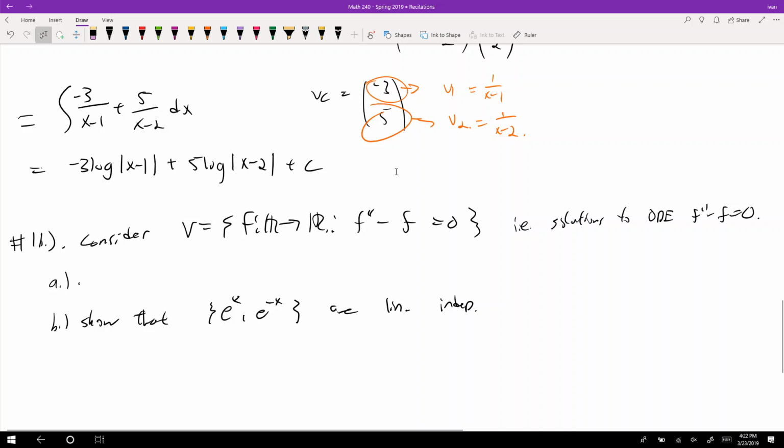So how do we show that these two vectors are linearly independent with functions? The Wronskian. In this case, it's e to the x, e to the minus x, and then we just keep on taking derivatives. What's the derivative of e to the x? e to the x. And what's the derivative of e to the minus x? Minus e to the negative x.